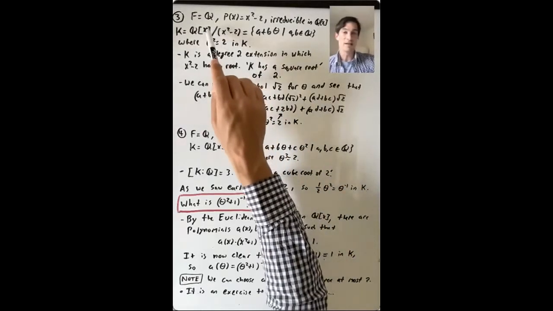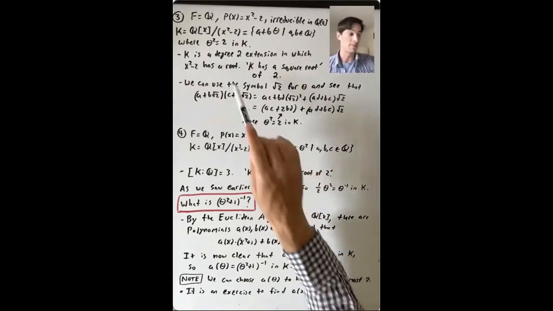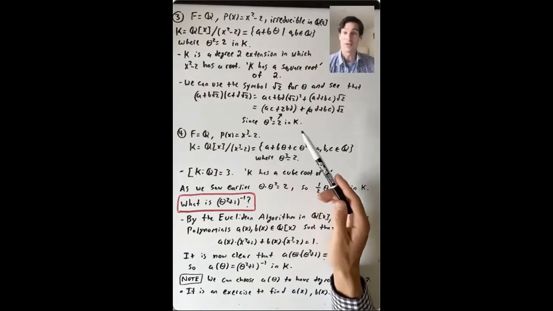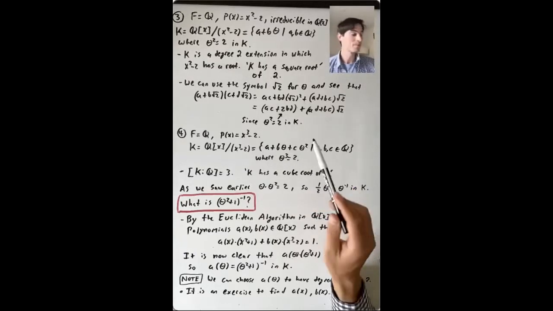So we can see, doing the same thing that we did in the last examples, that we can actually give an isomorphism between K and the field Q adjoin square root of 2, which is an example of a quadratic field that we've talked about in Math 206B.